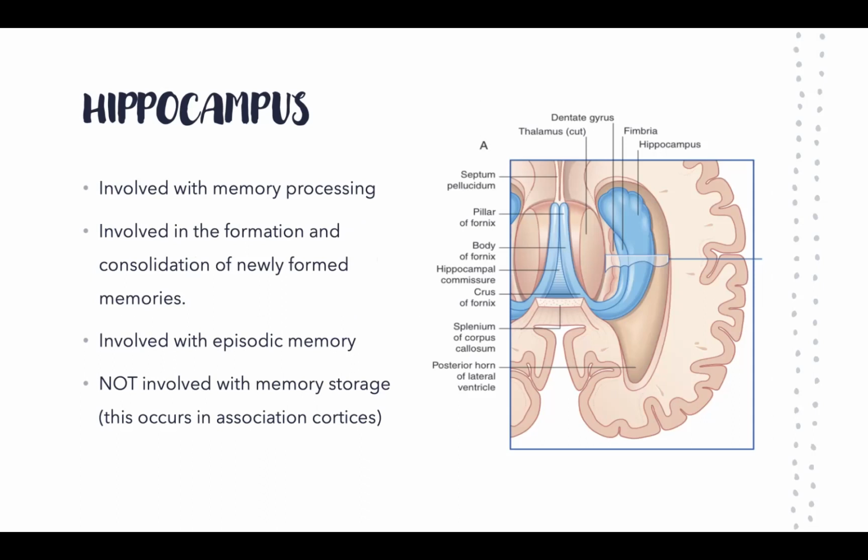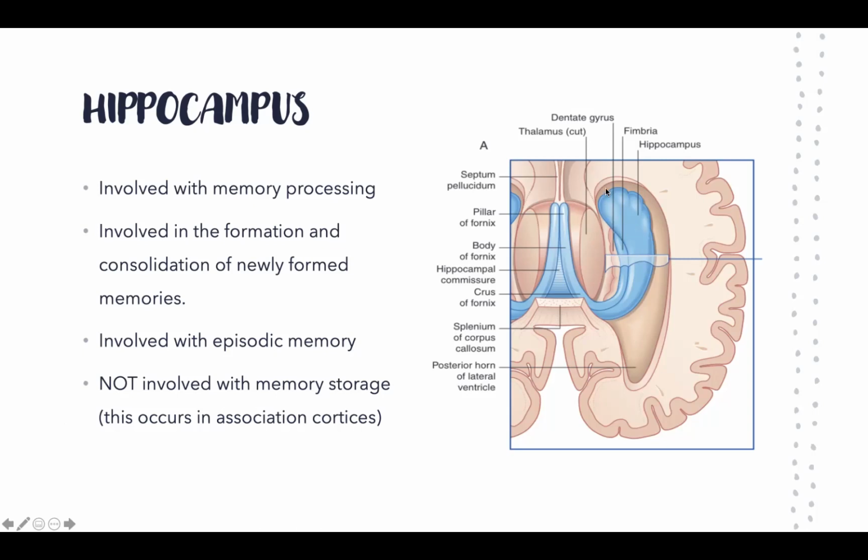It's involved with the formation and consolidation of newly formed memories. So when you experience something or learn something new, and it goes into our long-term memory, this part of the limbic system is very important for that. It's also involved in episodic memory. So as we can relate back to the past, it's involved with using this memory and relating it back to past experiences. And just like it says here, it's not involved with storage, that's the association cortex.